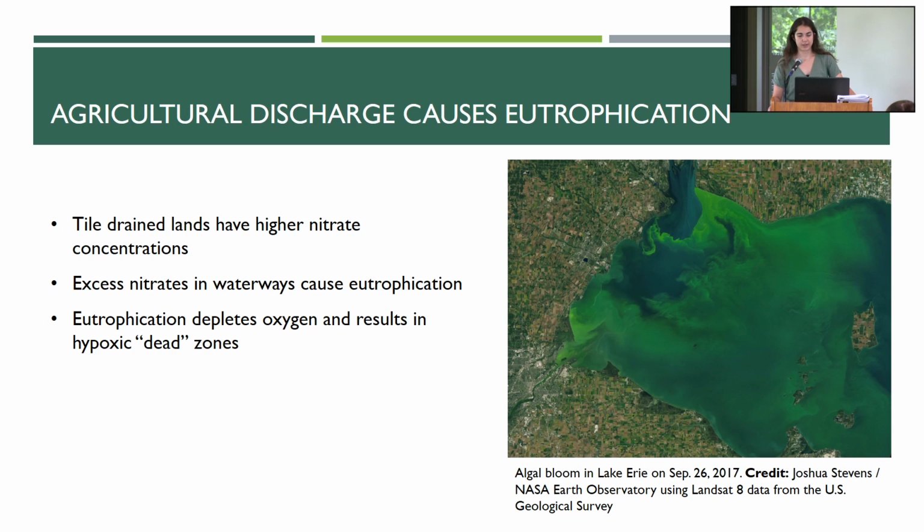So as Faith discussed before lunch, this excess nitrogen and phosphorus can cause eutrophication and eventually contribute to dead zones. So tile drained lands have higher nitrate concentrations, and when these excess nitrates enter the waterways, cyanobacteria growth increases and algae blooms, and as they decompose and block sunlight, overall the region becomes oxygen depleted and cannot support an aquatic ecosystem.